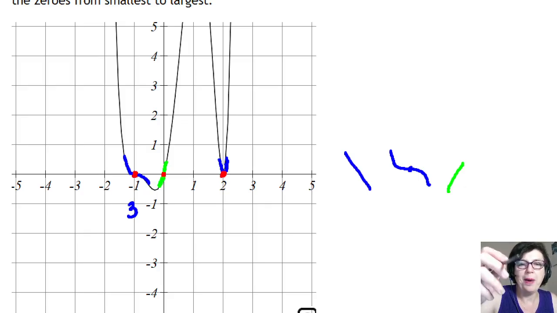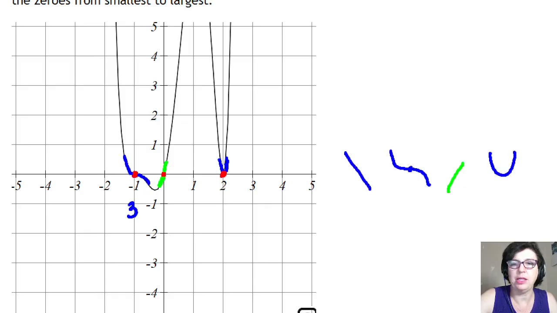And because it bounces or touches it, right? That tells you whenever you see something like this, it is going to be like a parabola, right? So this could be multiplicity 2, 4, 6, or something like that, right? So this will probably be 2.